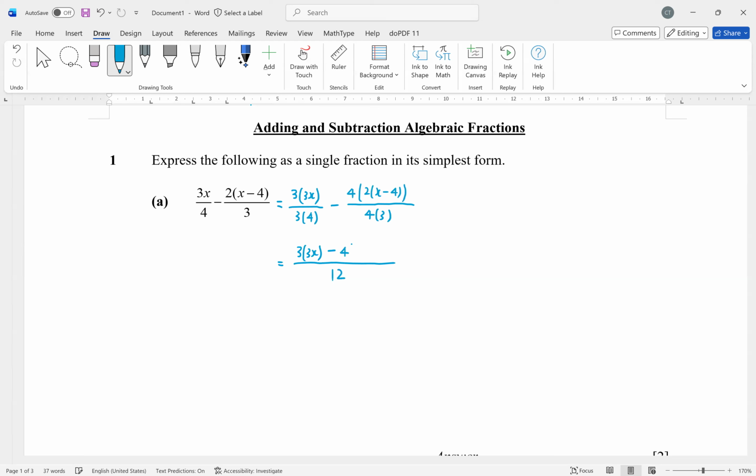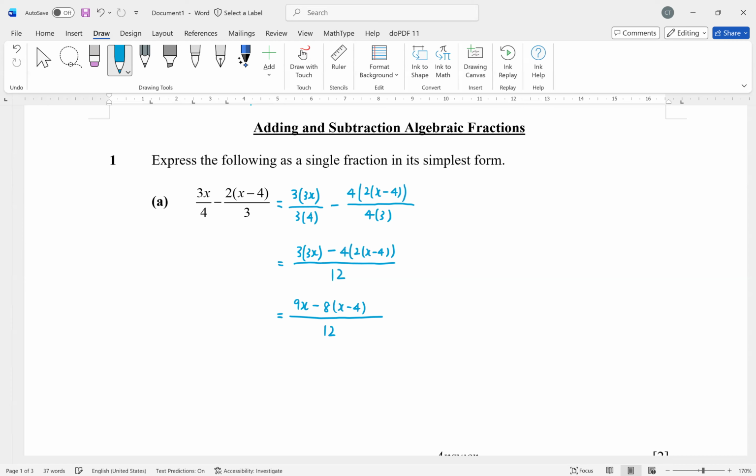Then we have 4 times 2x minus 4. So over here we have this. Now we will simplify the top. 3 times 3x will become 9x. This is where you must be careful. Negative 4 times 2, so it becomes negative 8 times x minus 4.